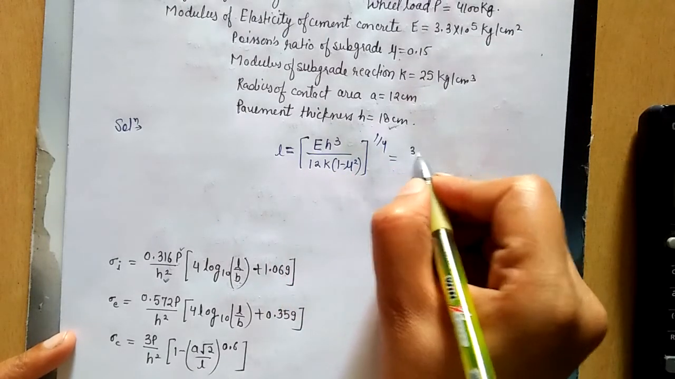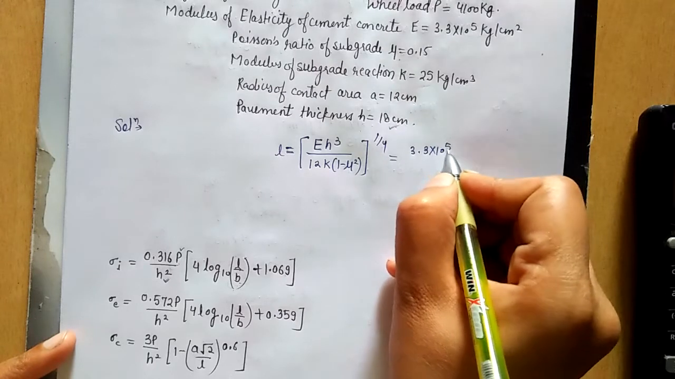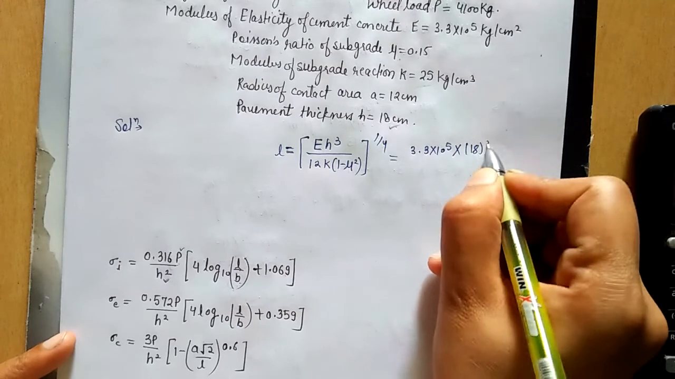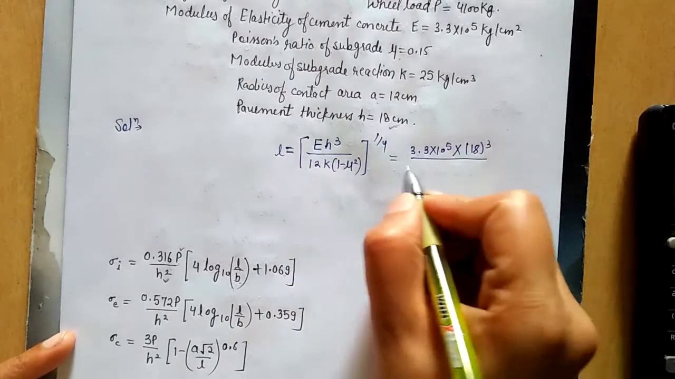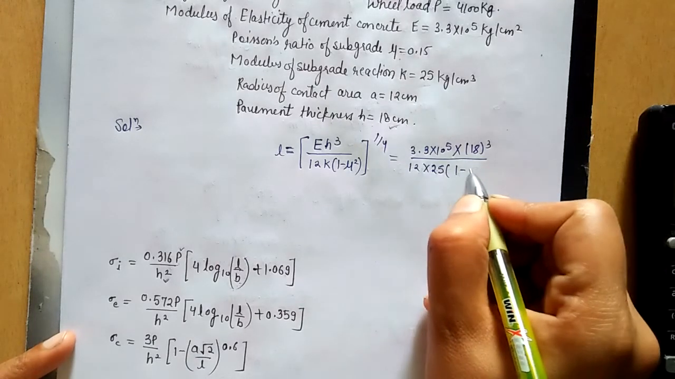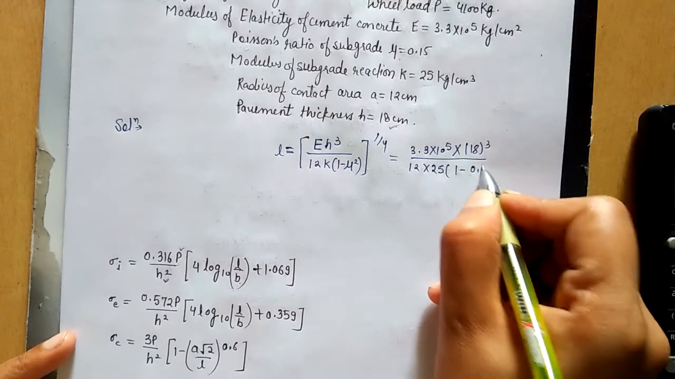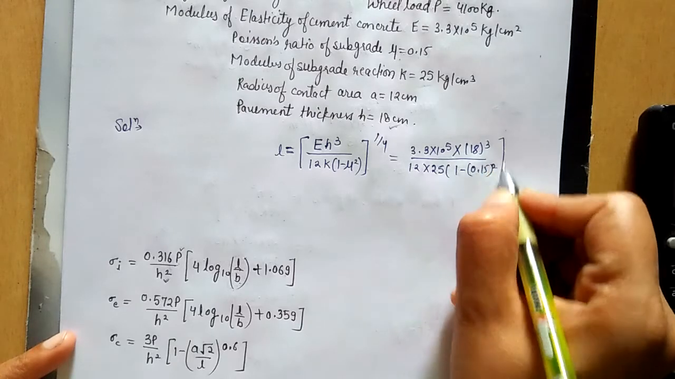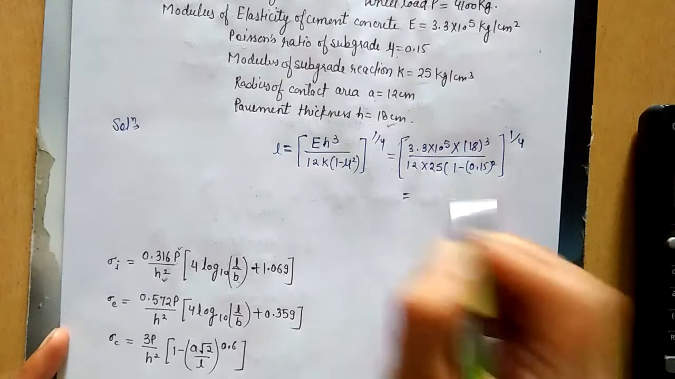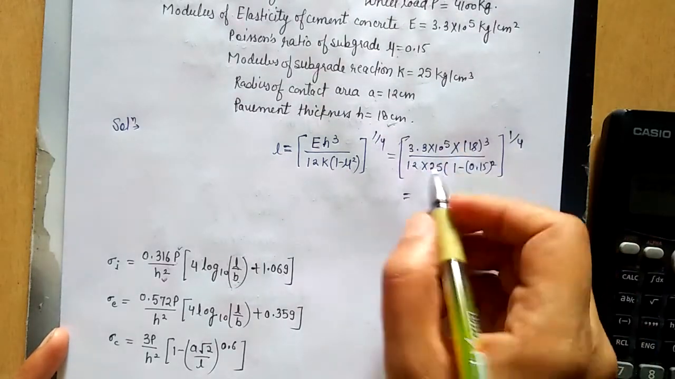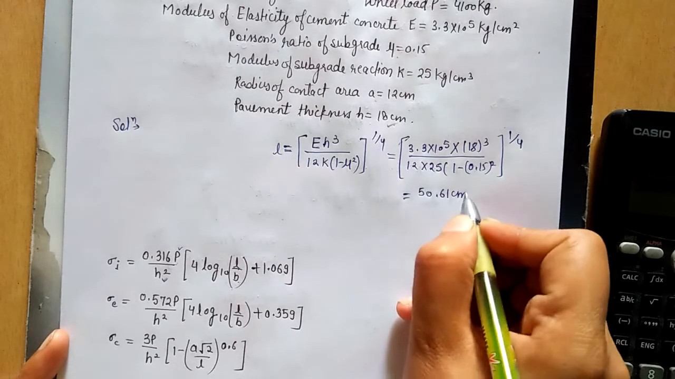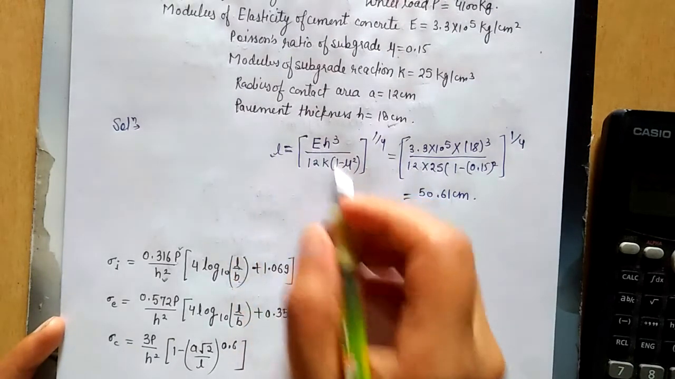E equals 3 into 10 to the power 5, h equals 18, so 18 cube, upon 12 into K, 25, 1 minus the value of mu, 0.15, squared, and the whole power 1 by 4. So the value comes out, by calculating these numerical values, as 50.61 centimeter. Okay, so now we have our l.